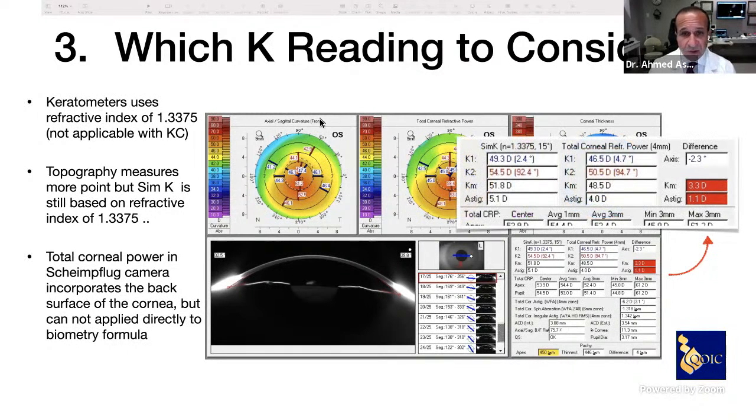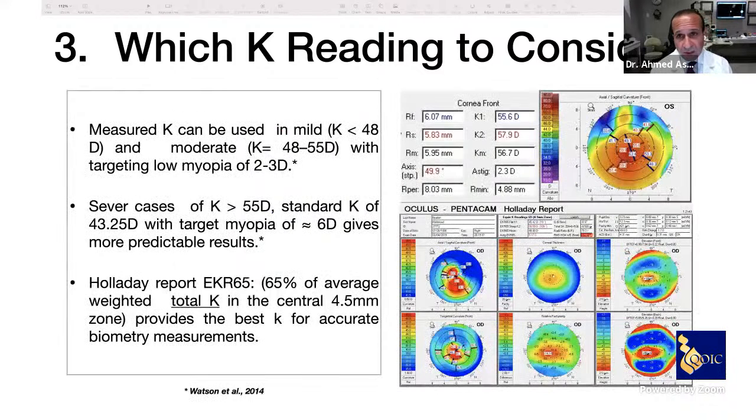As you can see, the difference between the axial or anterior surface of the cornea and the total corneal power, you can see here the difference regarding the mean K reading as well as the astigmatism. However, we cannot apply these measurements directly to the biometric formula, because the biometric formula is built based on the refractive index of 1.3375. So which K reading can we still consider?